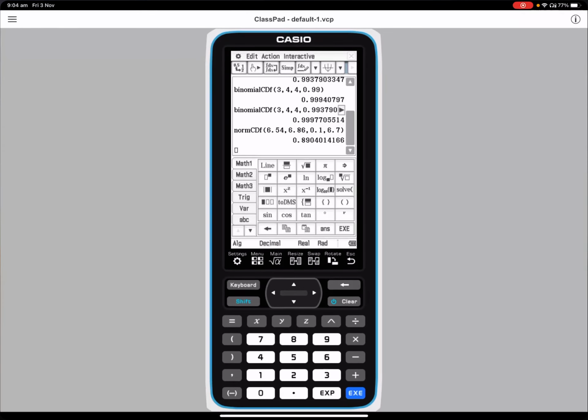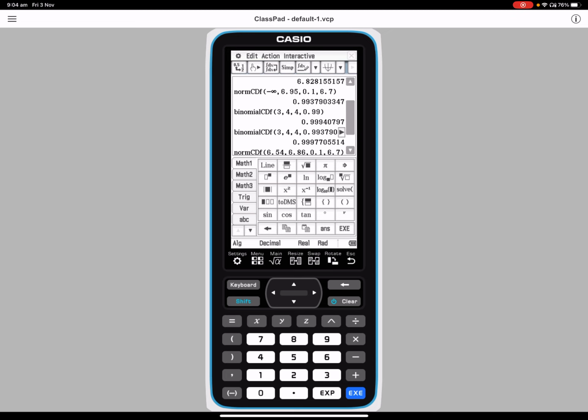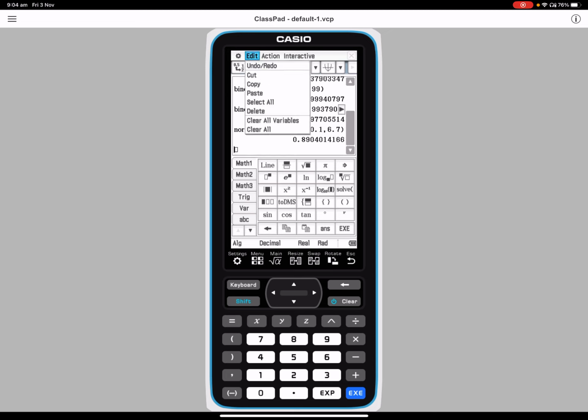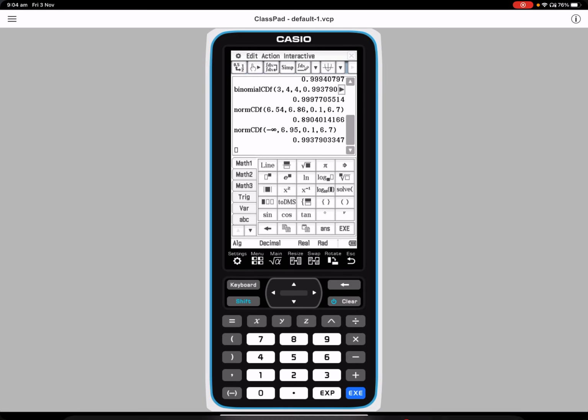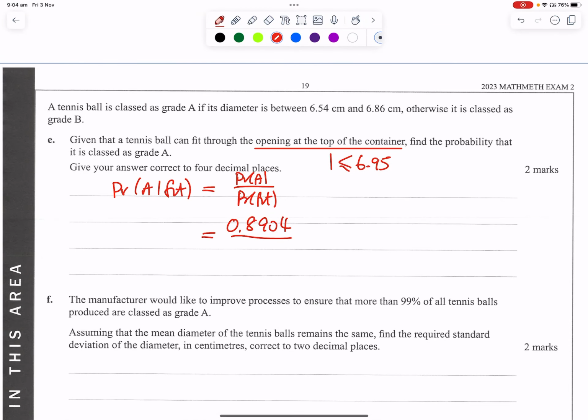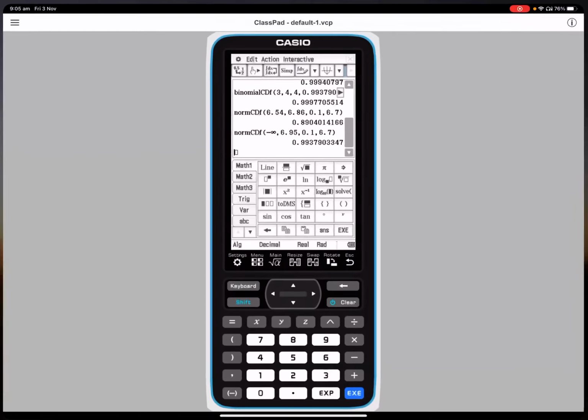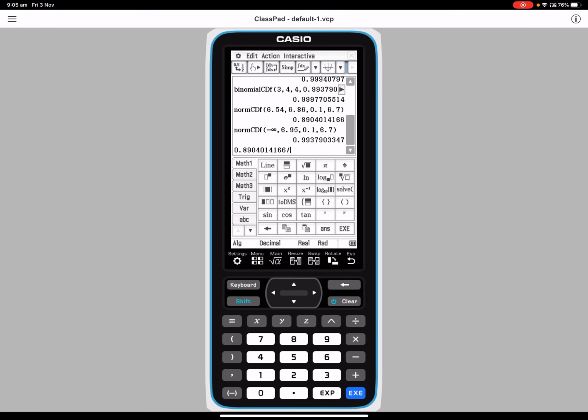Over the probability it's less than 6.95, which we found up here, 0.9938. Okay, if we do that divided by that, 0.8959, so 0.8960.